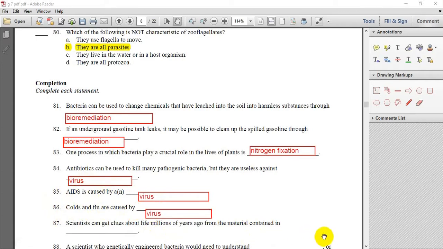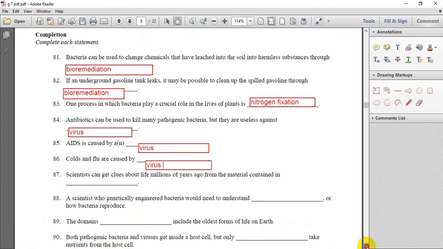Question 87. Scientists can get clues about life millions of years ago from the material contained in them. Do you remember the material they found inside the fossils for the bacteria? Do you remember when we said that bacteria, when the conditions are not favorable, cover themselves with a hard, thick coat, and this is called endospore, and they can survive for millions of years until the conditions get better.